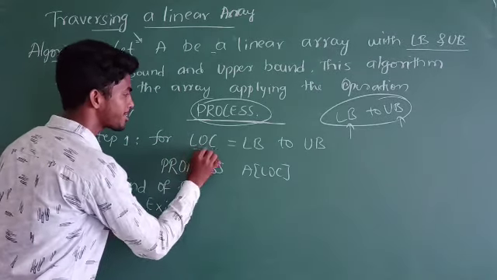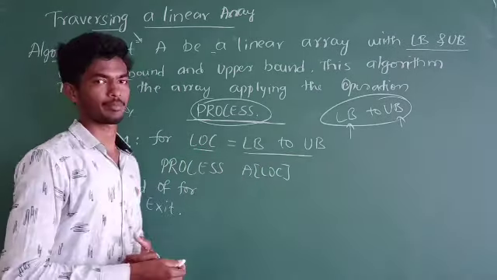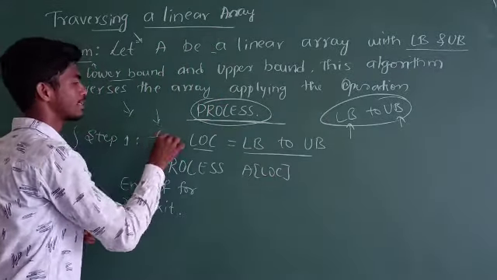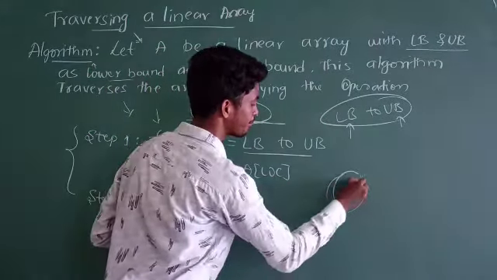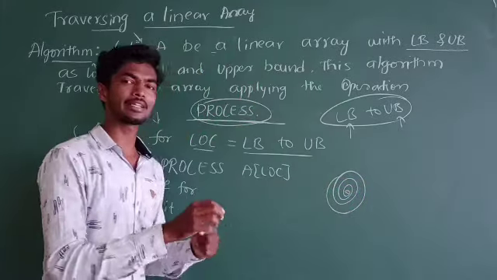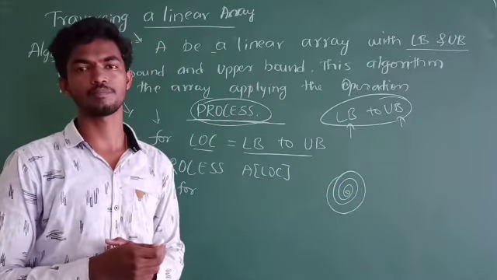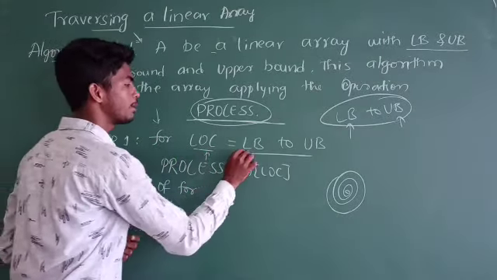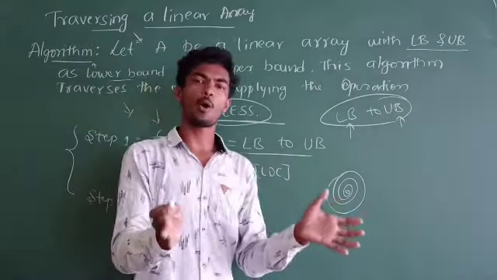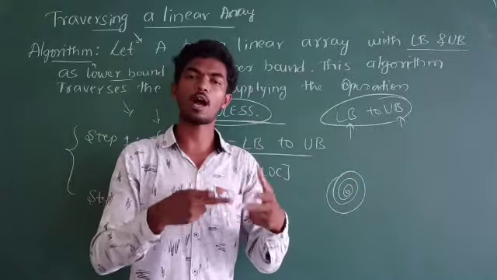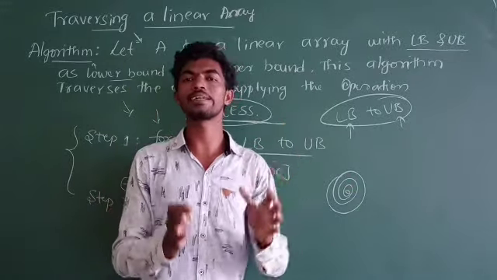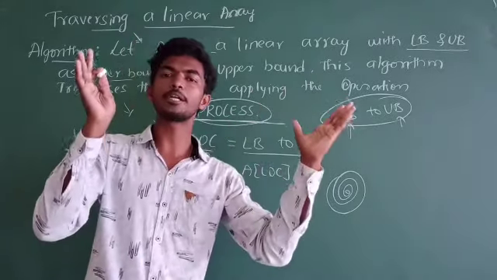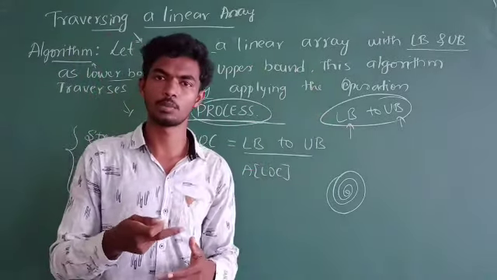For location LB to UB, we are applying a for loop here, that is just looping up until the condition becomes false. Location should go from LB to UB. The for loop has to loop under the condition LB and UB, from LB to UB.